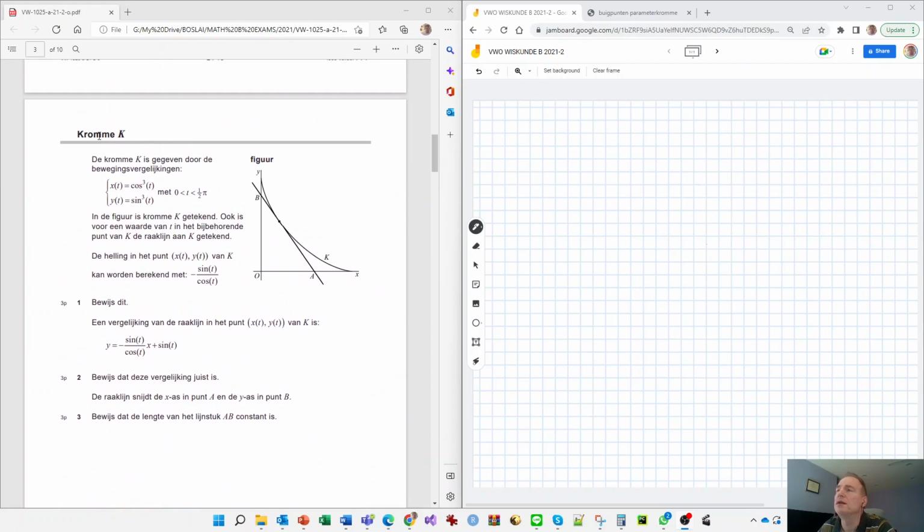Question 1. A curve k is given here with some parametric equation with t between 0 and 1/2 pi. There's also shown a raakline, which is a tangent, and they say that the slope in a certain point x, y can be calculated with this equation. We have to prove that.